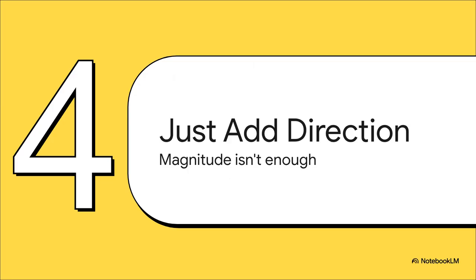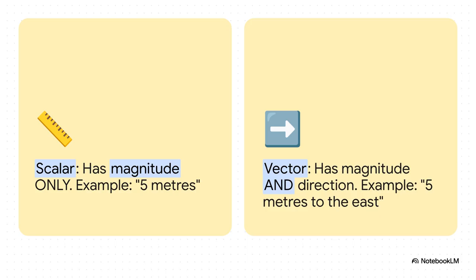Okay, we're on to our final big idea for today, and it's a game changer. Sometimes just knowing how much of something there is, well, it isn't the full picture. Sometimes you also need to know which way. And this brings us to the difference between a scalar and a vector. It's pretty simple, actually. A scalar is just a number, a magnitude, like saying 5 meters. But a vector has both a magnitude and a direction. So you'd say 5 meters to the east. It seems like a tiny change, just adding a direction, but trust me, in physics, this changes absolutely everything.